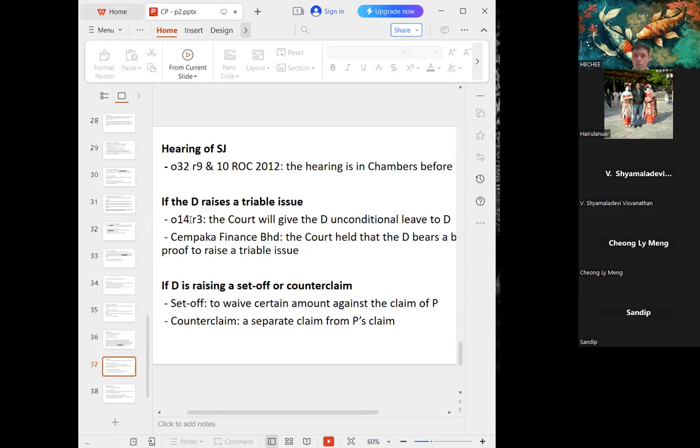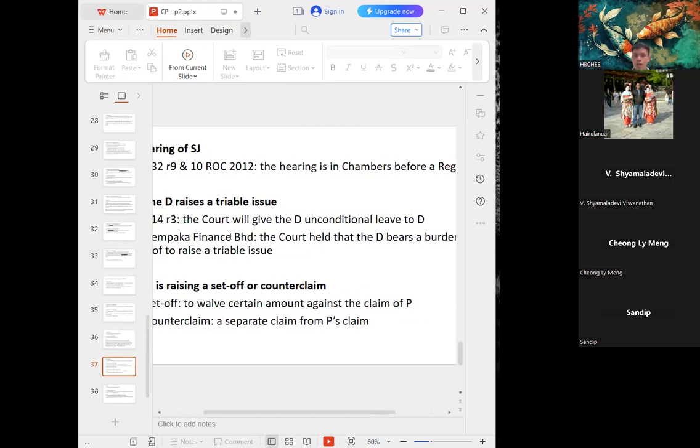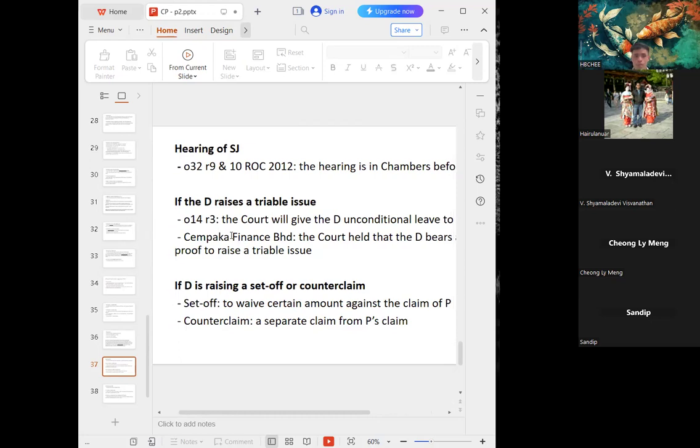This is given under Order 14, Rule 3. And in the case of Champaka Finance, the court held that the defendant bears a burden of proof to raise a triable issue. If the defendant is raising a set-off or counterclaim, I have to explain the difference between the set-off and the counterclaim.